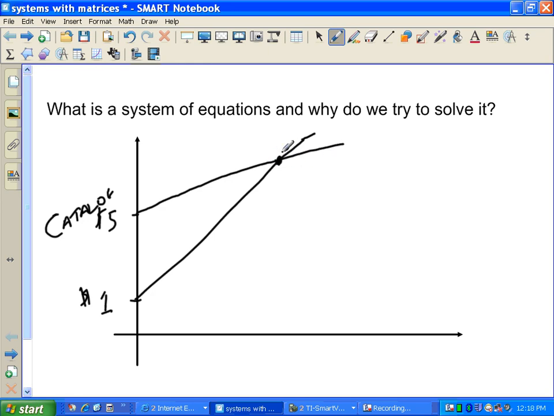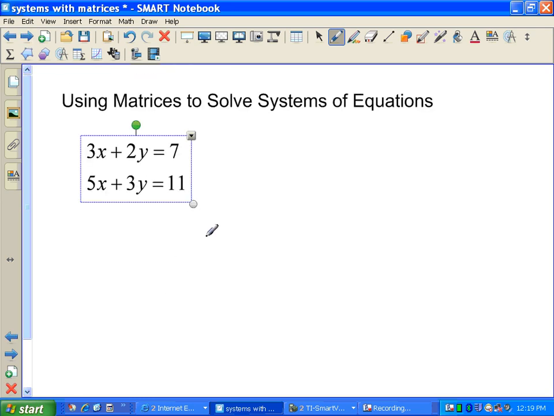So anytime we're trying to compare things, we want to find out where that break-even point is, where the two curves meet, so that we can make some decisions. We have two equations. That's what we call a system of equations. The first method, the one we're going to use today, is called the matrix method.